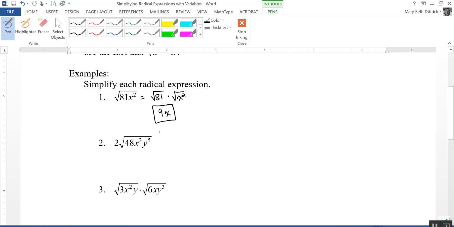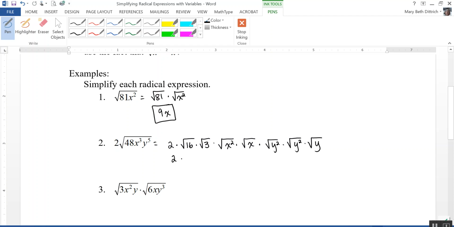Example number 2 is 2 times the square root of 48 x cubed y to the 5th. So I'm going to simplify each part of that. So I have 2 times, and now the square root of 48 is the same as the square root of 16 times the square root of 3. Square root of x cubed is the square root of x squared times the square root of x, because x squared times x, recall your rules about exponents, if I add the exponents, that gives me x cubed. The square root of y to the 5th is the square root of y squared times the square root of y squared times the square root of y, that's 2, 4, 5 y's.